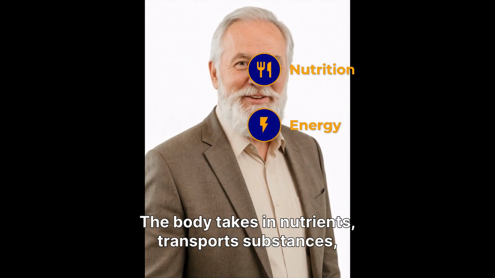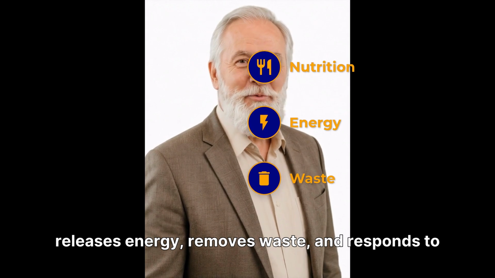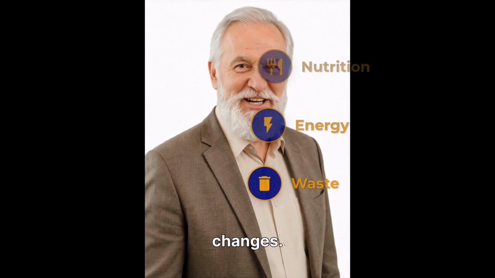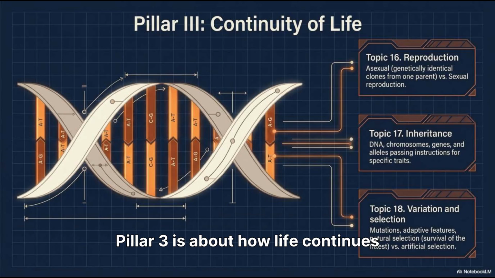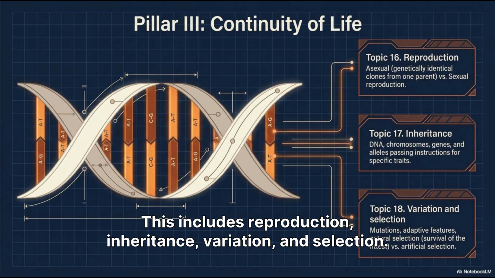The body takes in nutrients, transports substances, releases energy, removes waste, and responds to changes. Pillar 3 is about how life continues from one generation to the next. This includes reproduction, inheritance, variation, and selection.